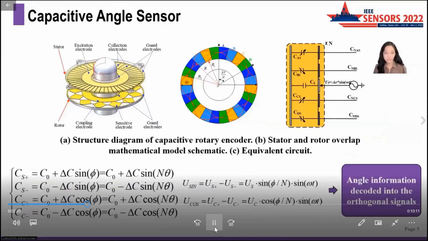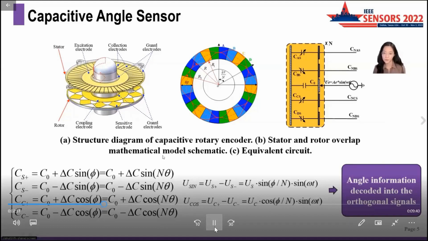The sensitive structure of the capacitive angular displacement sensor consists of a rotor and a stator. The stator includes an excitation electrode and 4 sides of collecting electrodes. The rotor includes a coupling electrode and sensitive electrodes. The mathematical schematic of the sensitive structure is depicted in the first figure.